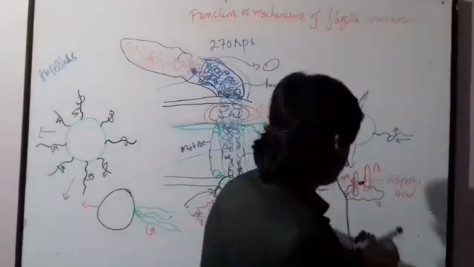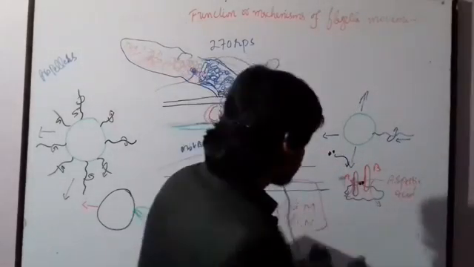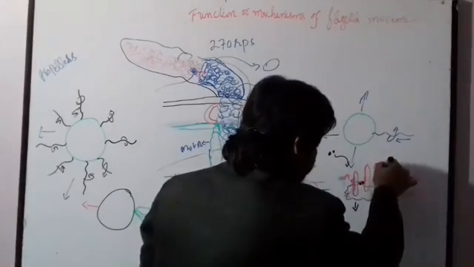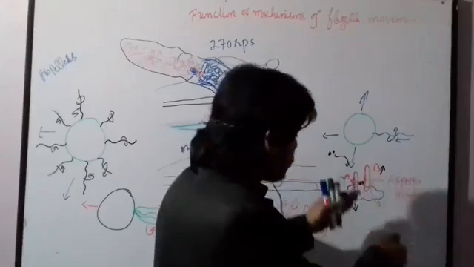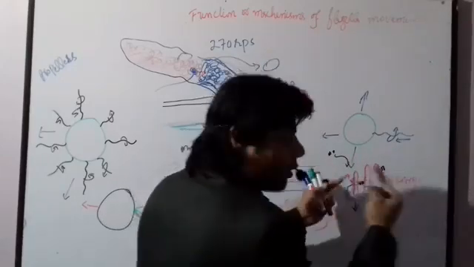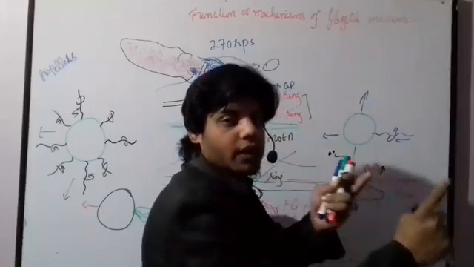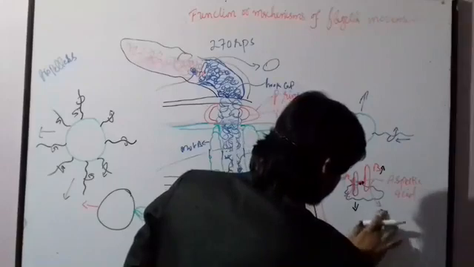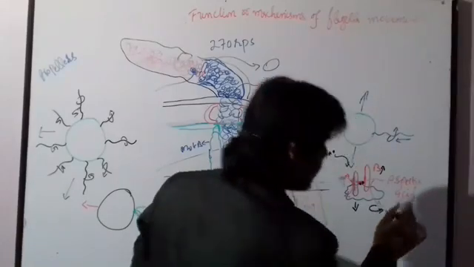First power stroke will happen. During the first power stroke, the MotA will move downward and the MotB will push upward. In this way, this rotor portion will rotate. They will rotate in the first power stroke.